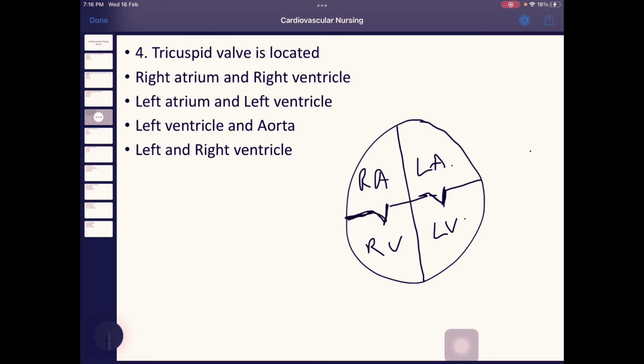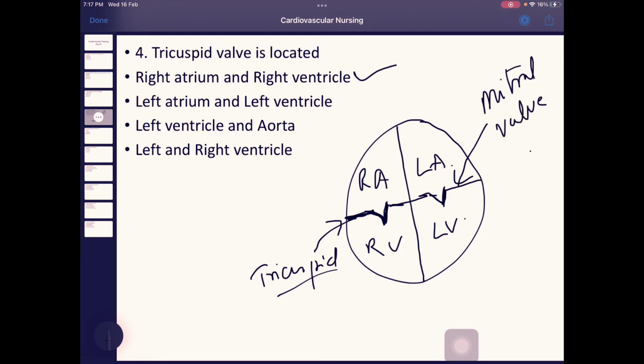So tricuspid valve is located between the right atrium and right ventricle. The correct option is option A. This one is called tricuspid. And the valve which is located between left atrium and left ventricle is called mitral valve, or bicuspid. And the valve which is located between left ventricle and aorta is called semilunar valve.